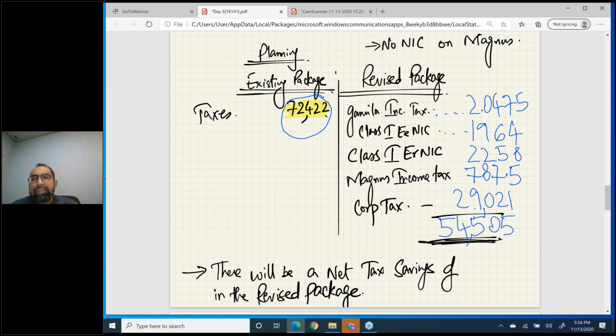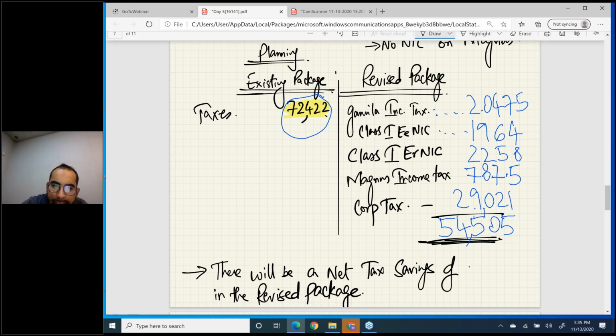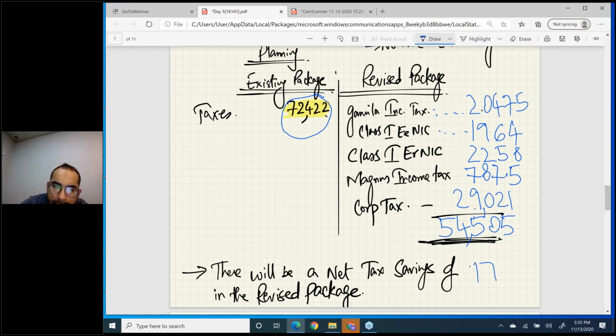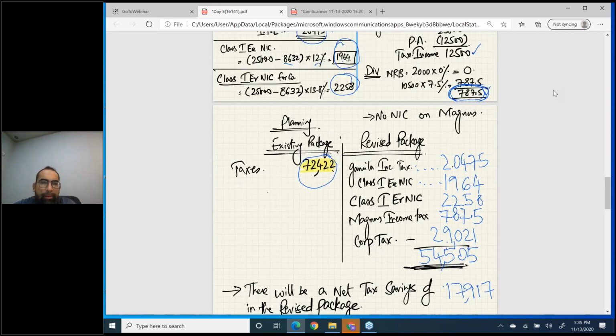So you can compare which package is better. In the existing package, you were paying taxes of 72422, but in the revised package, you just have to pay tax of 54505. So my dear student, obviously there is a net tax saving. How much is the tax saving? Let's take the difference: 72422 less 54505, there will be a net saving of 17917. That's the end of this first question. Check it out.